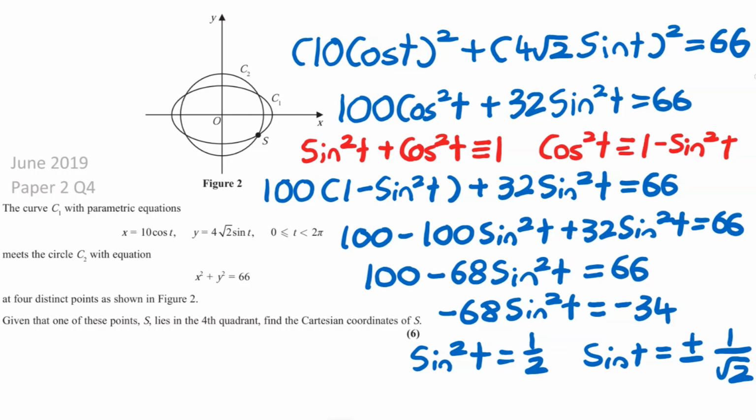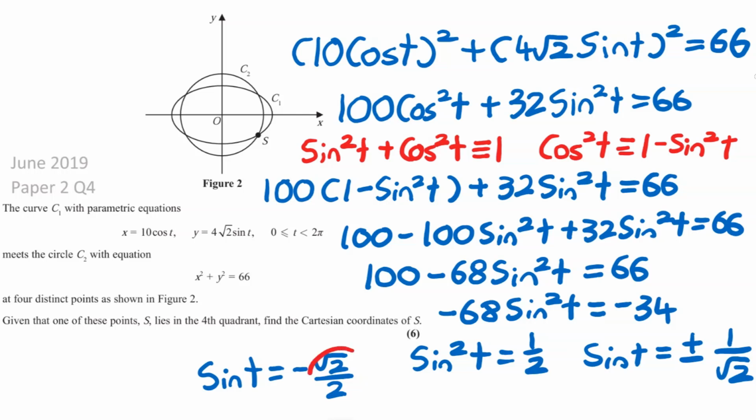Now if we look at sin t, sin t appears in the parametric equation for y. Now we know y is going to be negative because s is in the 4th quadrant. So in order for y to be negative, sin t is also going to be negative. So we therefore know that sin t has to be equal to minus 1 over root 2.